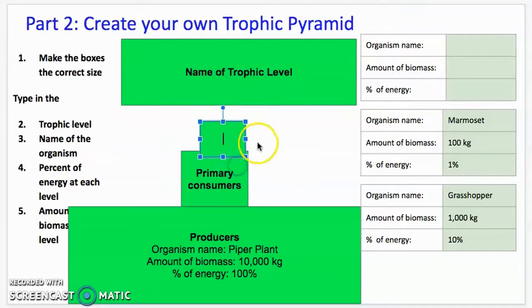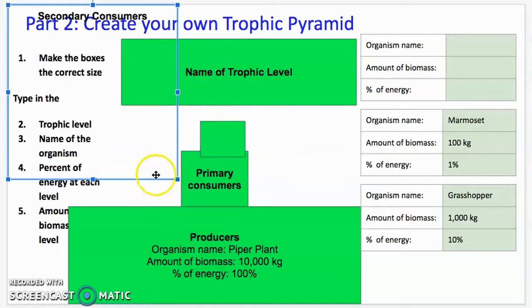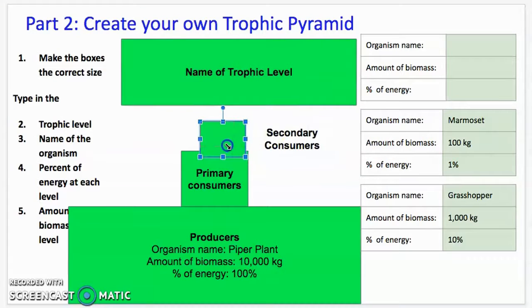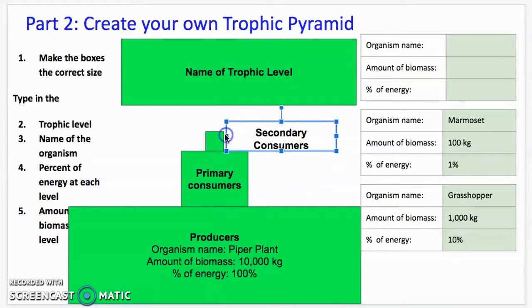If you can't really fit this, you could take your text box and move it so that where it says secondary consumers is just outside of the box, so that I can make this box really small. Again, I want it to be a tenth as big to show that there really isn't as much biomass and there isn't as much energy at the secondary consumer level as there is at the primary consumer level.